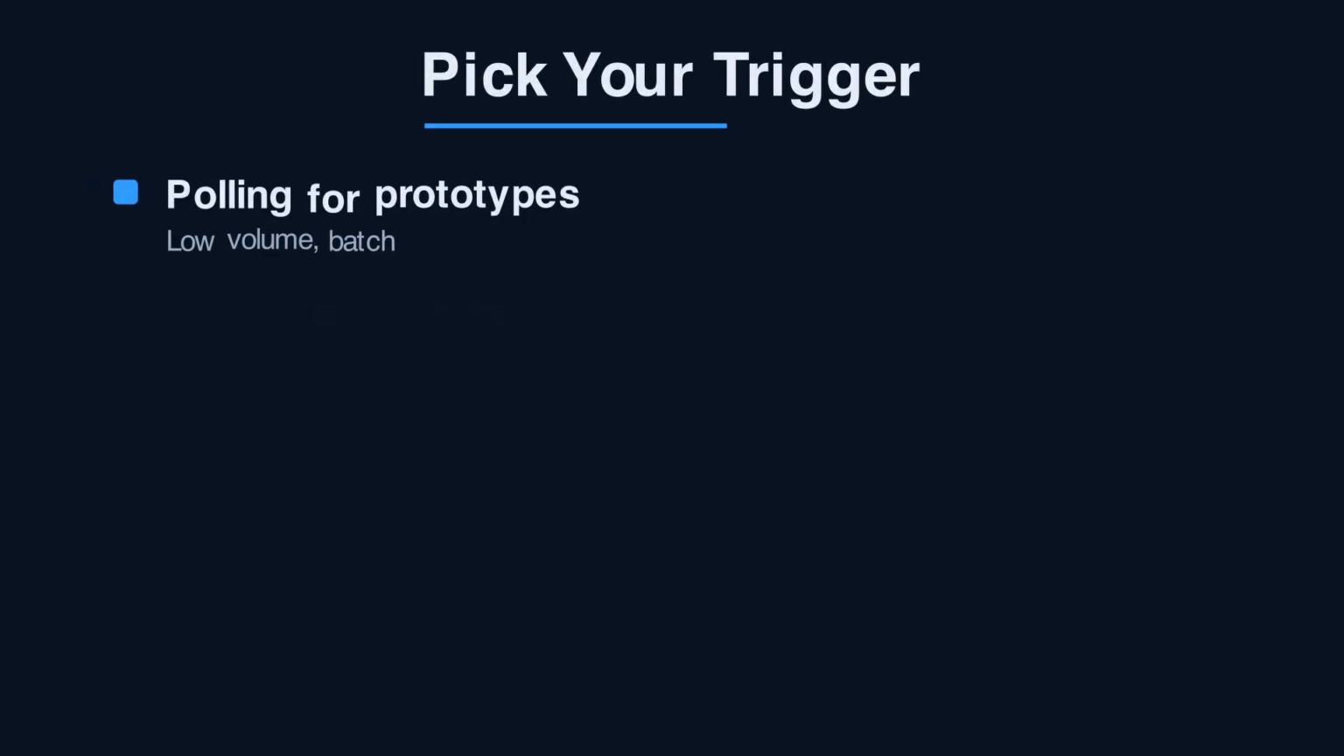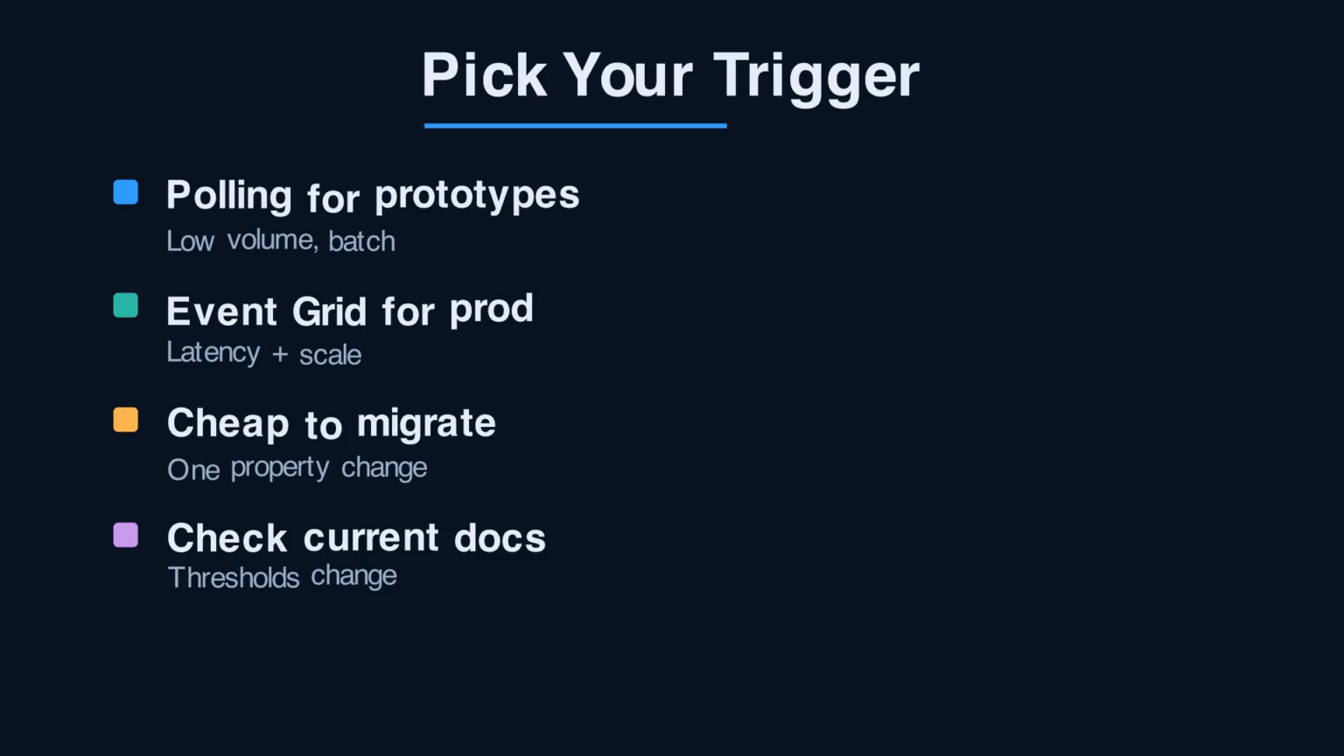So, to recap, the classic blob trigger polls by scanning your container, simple, no extra services. But latency climbs and reliability drops as you scale past roughly 10,000 blobs. The event grid-based trigger pushes events in seconds with retries and dead lettering, at the cost of an event grid system topic and a tiny per event charge.